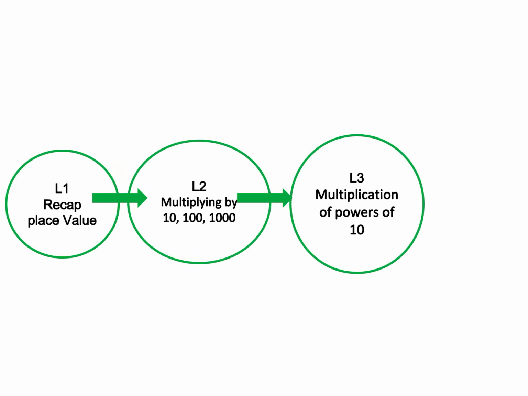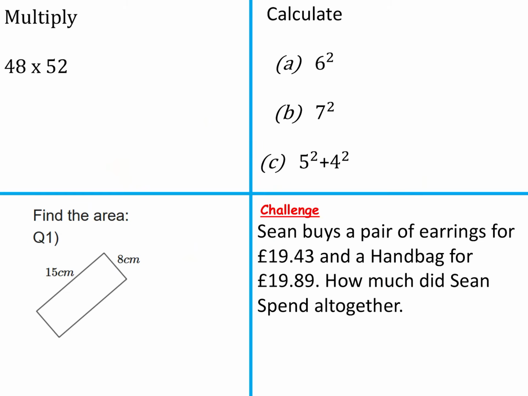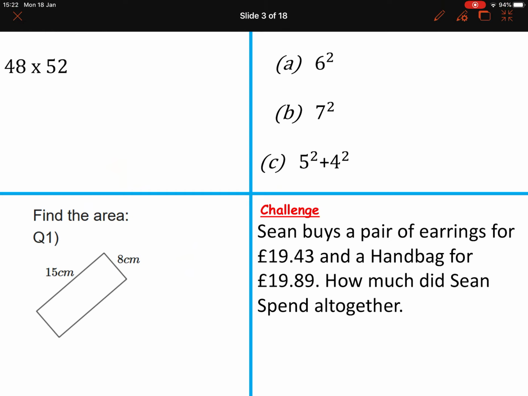Okay, right. Let's get our pens, paper, and pencils ready. We're not going to need any calculators for this lesson, and let's have a go. So your first learning objective will be recapping over place value. Your second learning objective will be multiplying by 10, hundreds and thousands. And your third learning objective will be multiplication of powers of 10. So 6 times 2 squared, 7 times 2 cubed, and that sort of thing. Okay? Right, let's pause the video and have a go at this do now task, please.